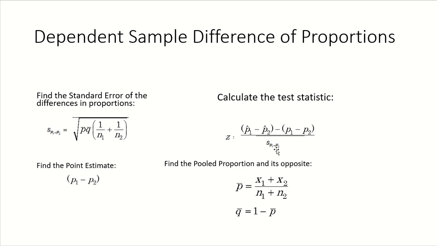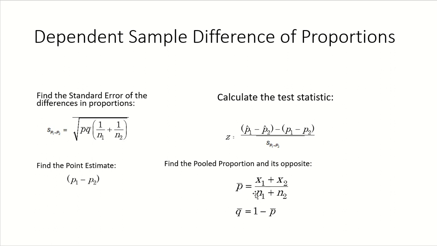And we need to know the standard error of the estimate, which is over here. So in order to get the standard error of the estimate, we need to take a look at what's called the pooled proportion and its converse, or opposite. So the pooled proportion is going to be the group 1 and group 2 number of individuals with whatever characteristic we're studying over the overall pooled sample sizes, n1 plus n2. And then we find q just by subtracting this from 1.